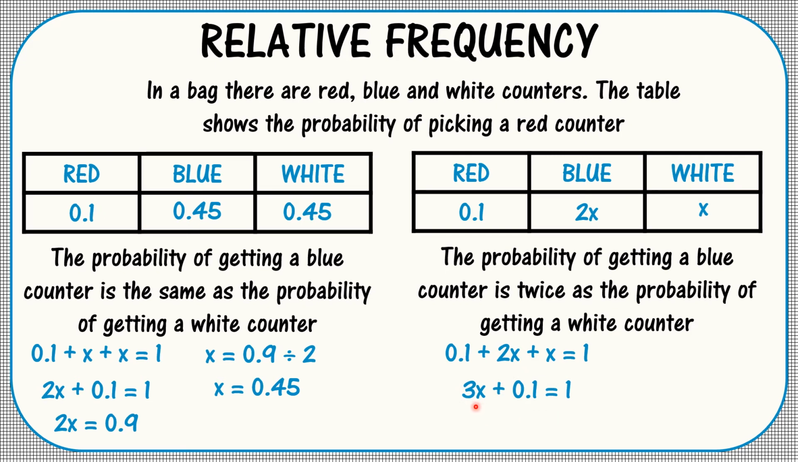Again, we'll tidy this up. 3x plus 0.1 is equal to 1. We'll take this 0.1 to the other side. Therefore, 3x is equal to 0.9. We'll divide both sides by 3. So x is equal to 0.9 divided by 3. Therefore, x is equal to 0.3. As this value of white is equal to x, we can replace this with 0.3. And as this value of blue is 2 lots of x, this will be 0.6. Again, we should check our answer. 0.6 plus 0.3 is equal to 0.9, and 0.9 plus 0.1 is equal to 1. Therefore, we know our answer is correct.